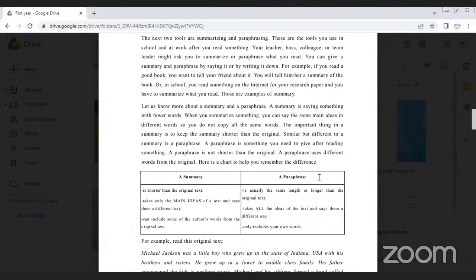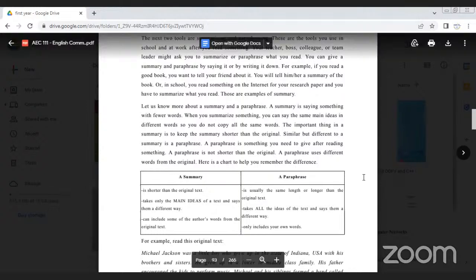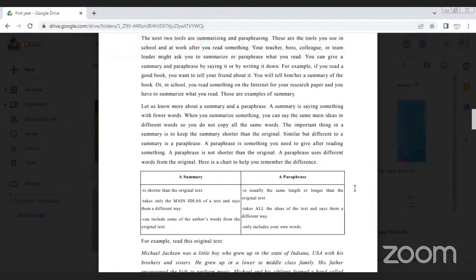A summary is saying something with fewer words. Summary means what, students? A summary means saying something with fewer words. When you summarize something, you can say the same main ideas in different words, so you do not copy all the same words. Use your own words. The important thing in a summary is to keep the summary shorter than the original.